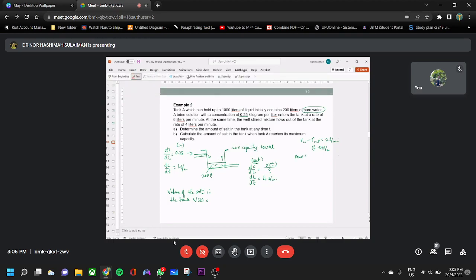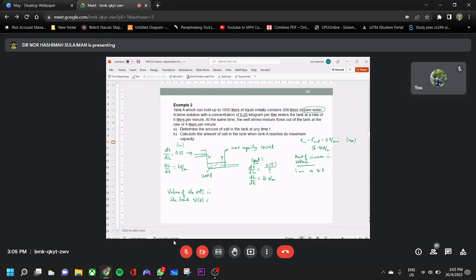Amount of, ataupun amount of increase in volume. Increase in volume. Ini positif kan? Betul tak? Okay. So dia adalah 2 liter per minit. Maksud dia 1 minit, berapa tambah dia? 2 liter.